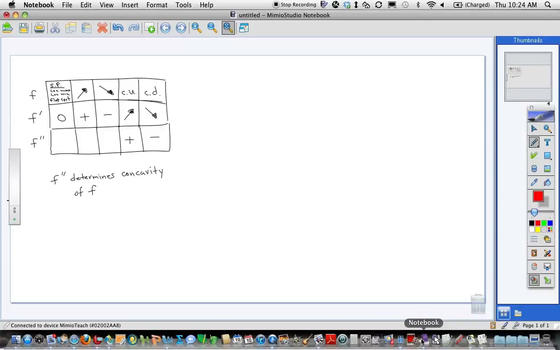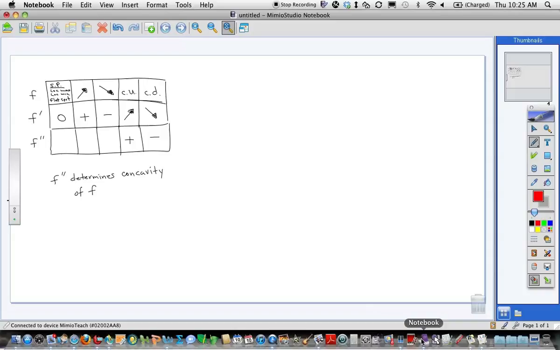So as we move along here, and you see something with F double prime, and it's referring to F, you ought to be focused in on concavity. F prime talks about slopes. F prime talks about how steep a graph is going up or going down. F double prime talks about how much it's curving.